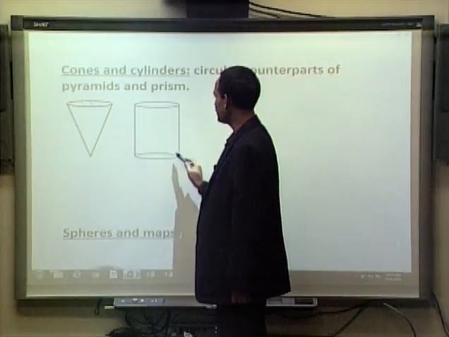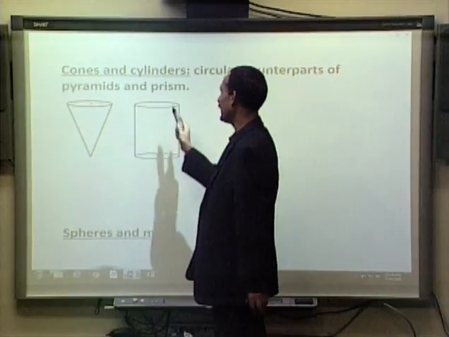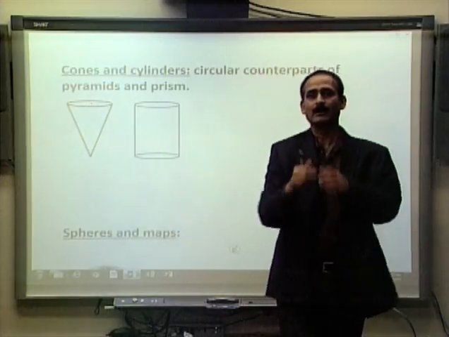We have a circular base, another circular base, so two bases like in the case of a prism, and the lateral surface is a curved one. It's not a polygon.